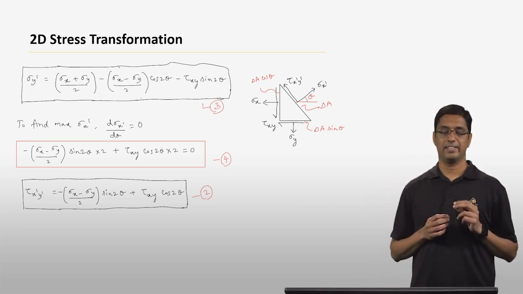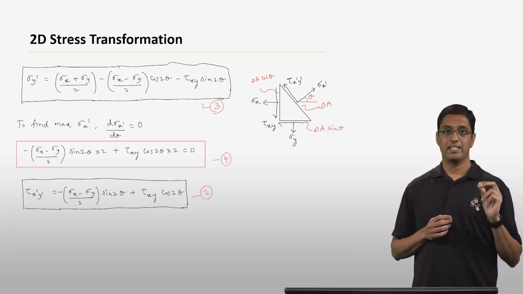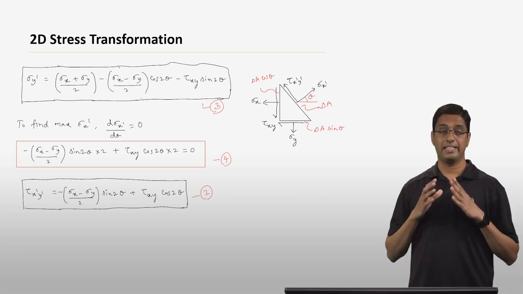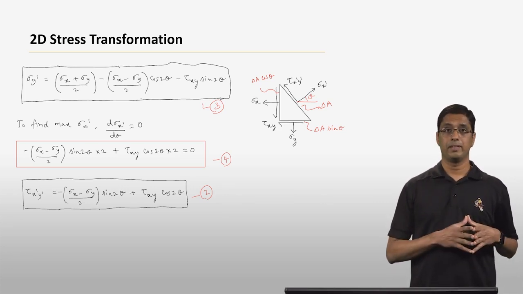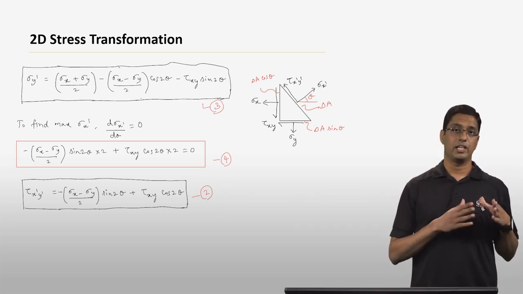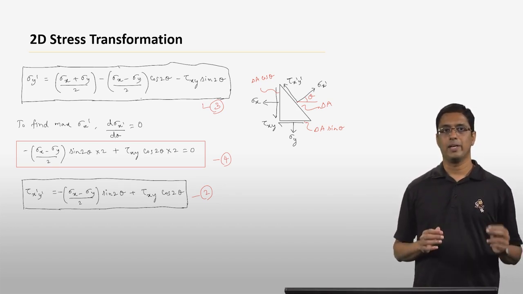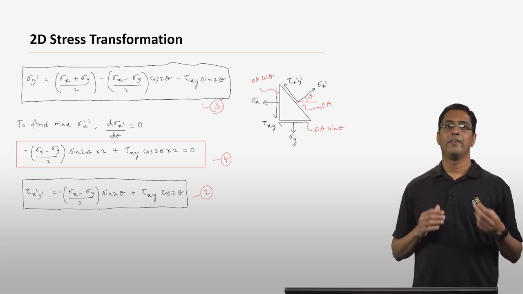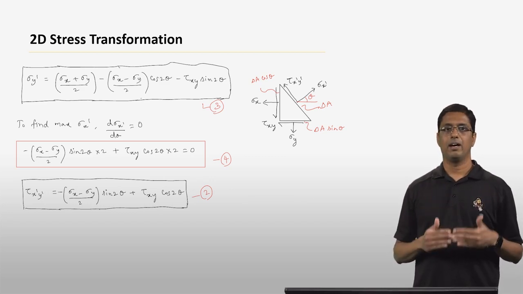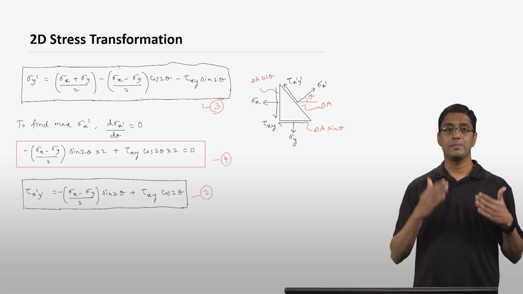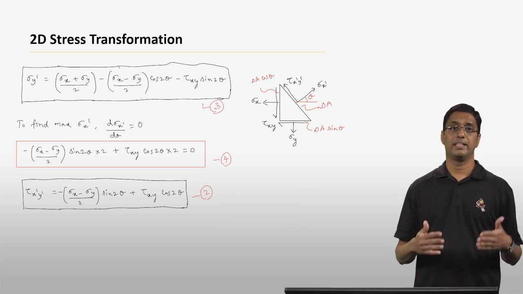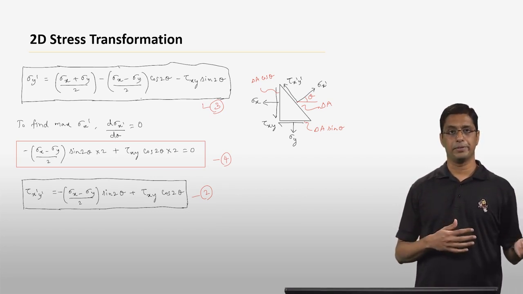What it says is that when sigma x prime is either maximum or minimum, that essentially means that tau x prime y prime is equal to 0. Okay, so what is the physical significance of it? When the normal stress on a plane is maximum or minimum, then the shear stress is going to be equal to 0.